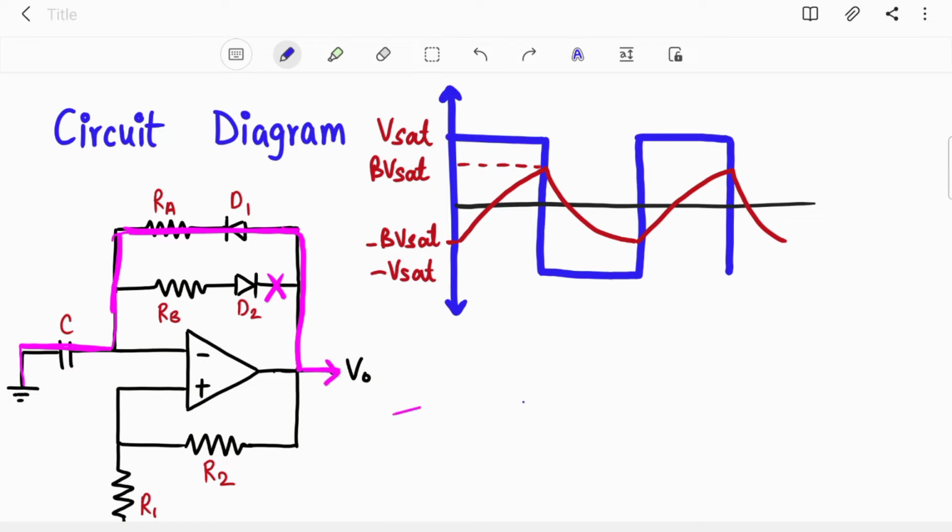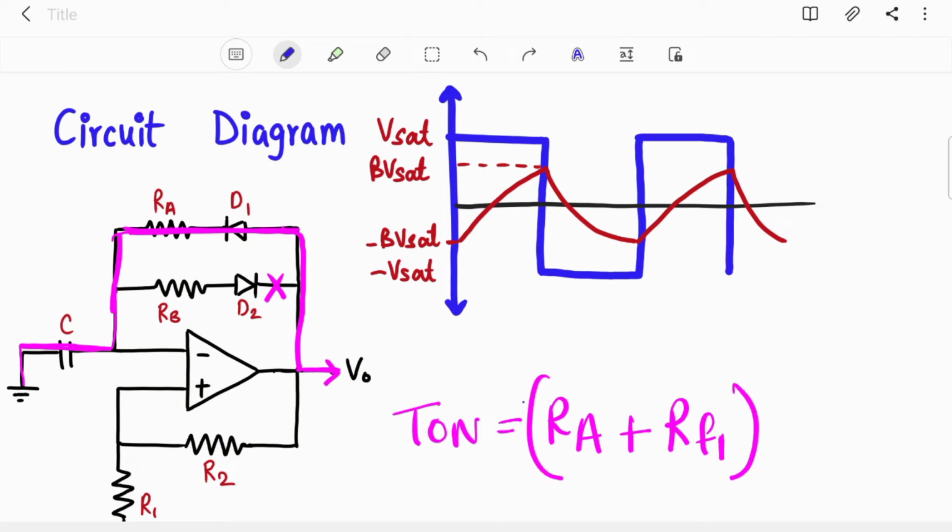So your time constant over here is RA plus, if we consider some forward resistance of this diode, RF1, into C. For the symmetrical astable multivibrator, your time constant was simply RC, but now it is (RA plus RF1) into C. As RF1 is very small, you can ignore this value and directly write T on equal to RAC. Now let's see what happens when the capacitor starts discharging.